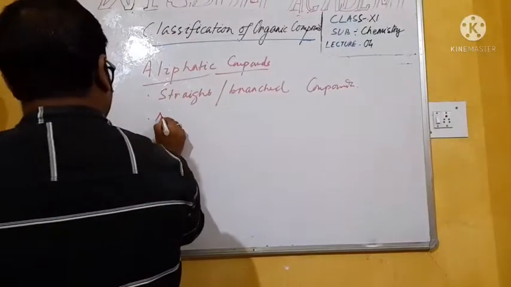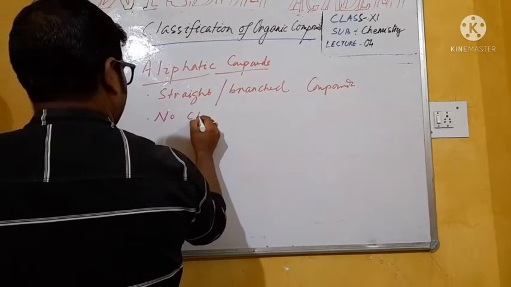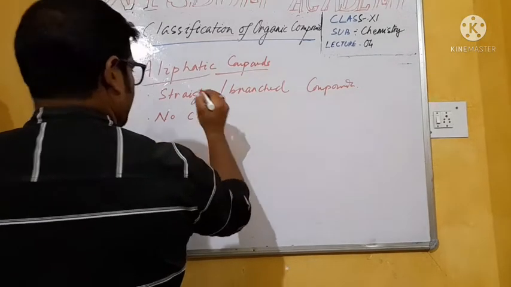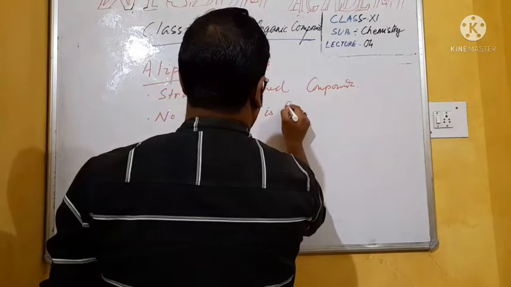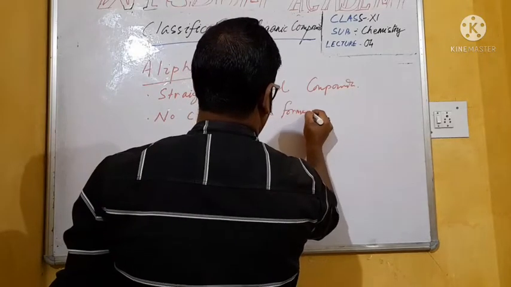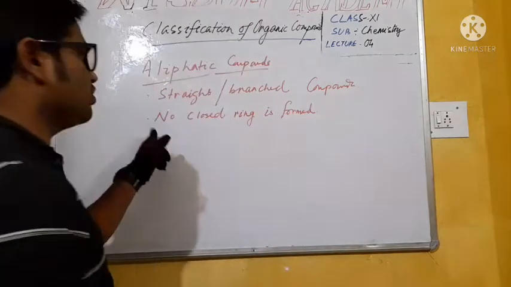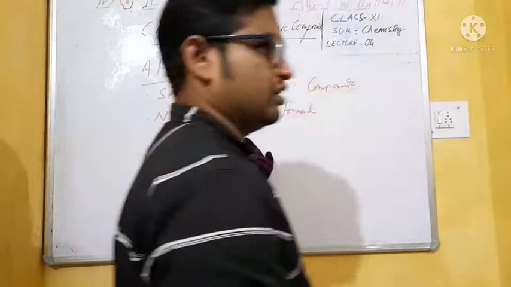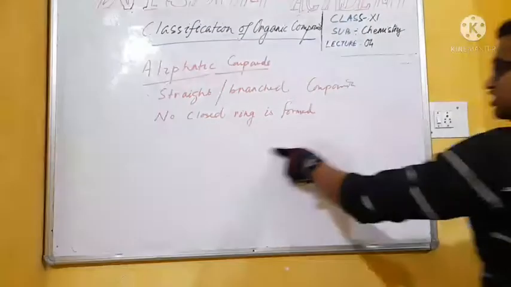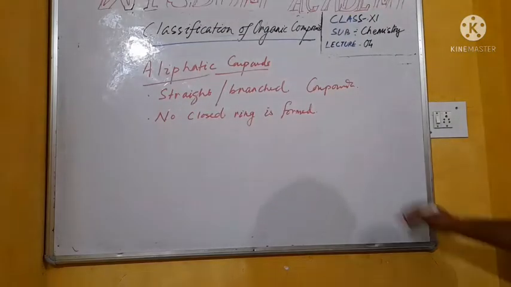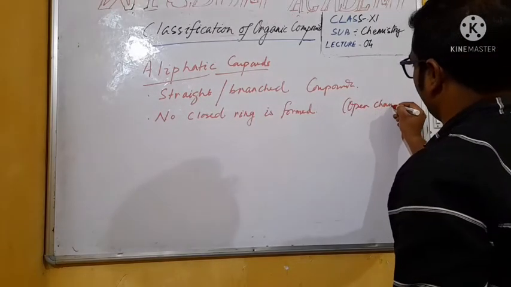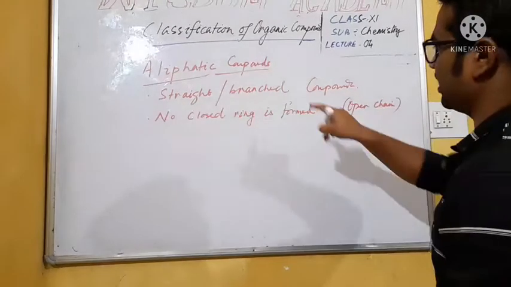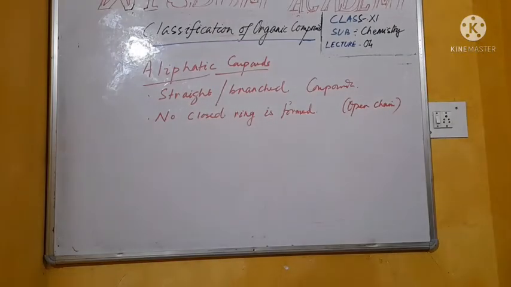Very important: no closed ring is formed. That means open chain, no closed chain. No ring is formed, no closed ring is formed. So you can say open chain. Open chain may be straight or branched compounds. No closed ring is formed.